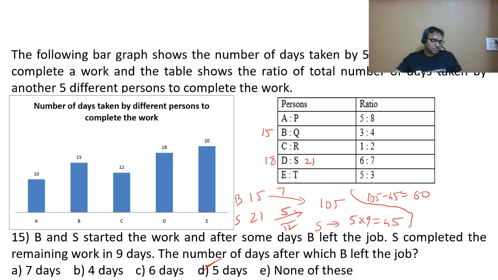The D option. Okay, I hope you understand it clearly. I repeat this again. We have B and S. I'm doing it by the LCM method, you can do it by any other method you want. B takes 15 days and S takes 21 days, so the LCM is 105. B per day will do 7 amount of work, S per day will do 5 amount of work, because 15 times 7 is 105 and 21 times 5 is 105. Now S works for the last 9 days, so 5 nines are 45 work S does. The remaining work, 105 minus 45, 60 work, is done by both B and S. So the number of days is 60 upon 7 plus 5, which comes to 5 days. So automatically you get the answer as 5 days.